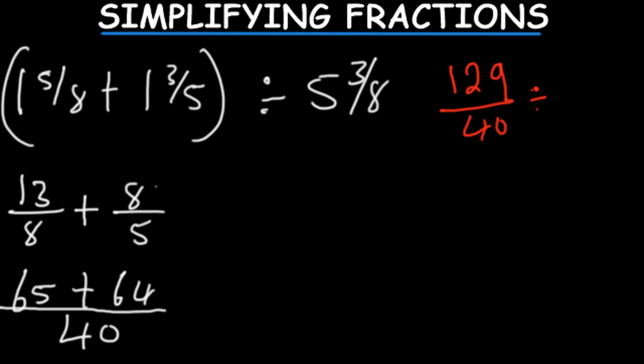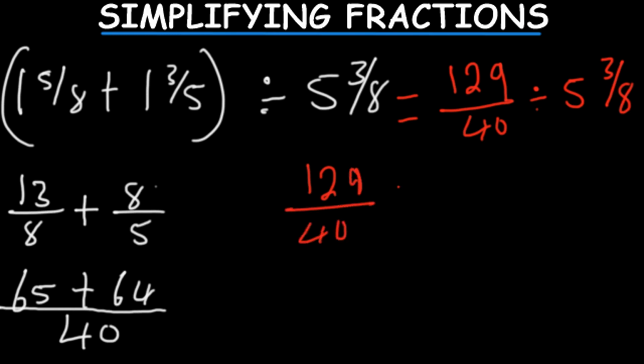With 5 whole number 3 over 8. Okay. Now 129 over 40 is now an improper fraction. So what we need to do next is to change the right-hand side to an improper fraction as well. So 5 times 8 is 40. 40 plus 3 is 43. So we have it to be 43 over 8 as an improper fraction.